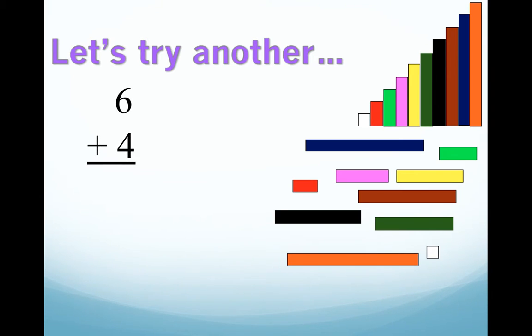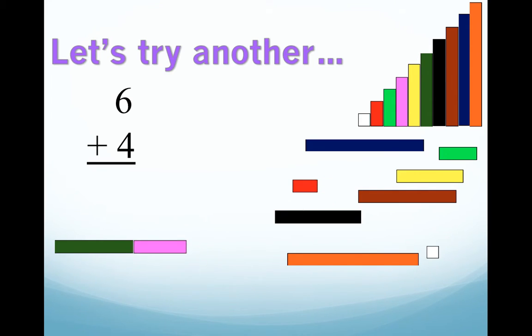Let's do 6 plus 4. Now, we're going to start this problem the same way as we started our last problem. So let's start with our first add-in. Our first add-in is 6, or the dark green rod. The second add-in is 4, or the purple rod. So we're going to place these side by side to show 6 plus 4.